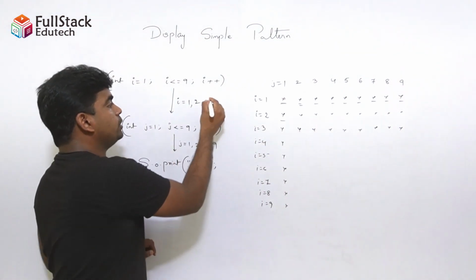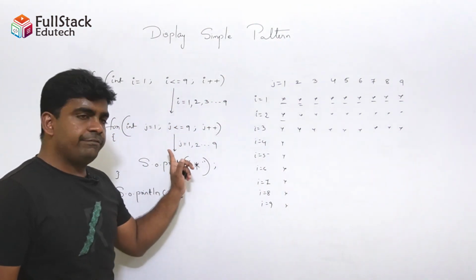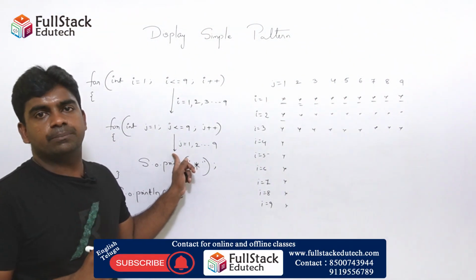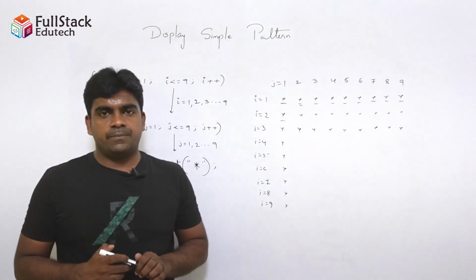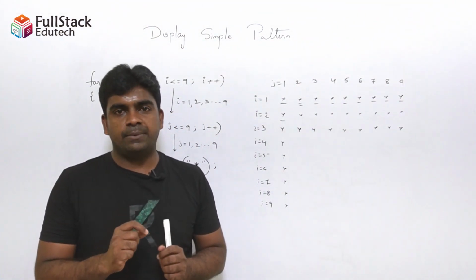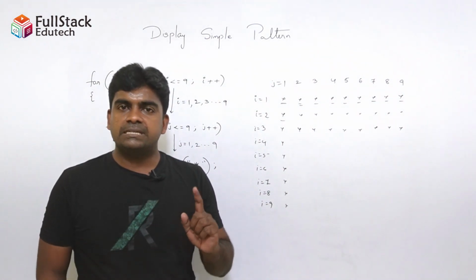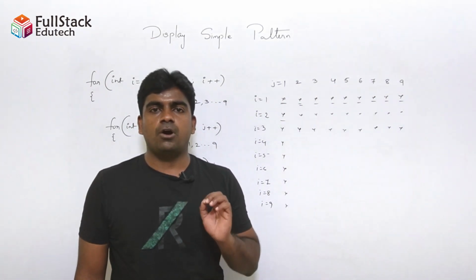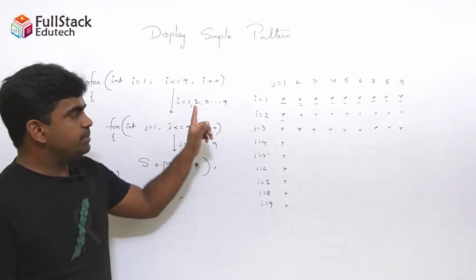So in total, how many times does the outer loop repeat? 9 times. The inner loop, every time, repeats 9 times. 9 into 9, 81 stars will print in exactly 9 rows and 9 columns. What is a pattern? Displaying the information in two-dimensional format like rows and columns. The outer loop represents the number of rows and the inner loop represents the number of columns. This is the simple structure to display this pattern.